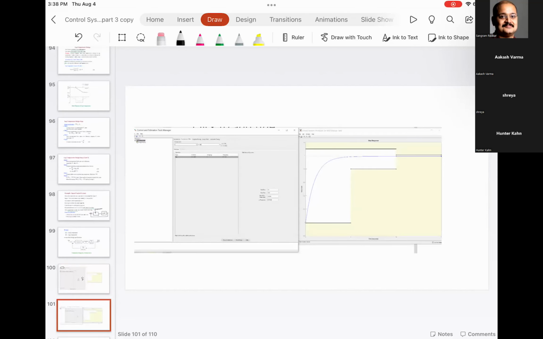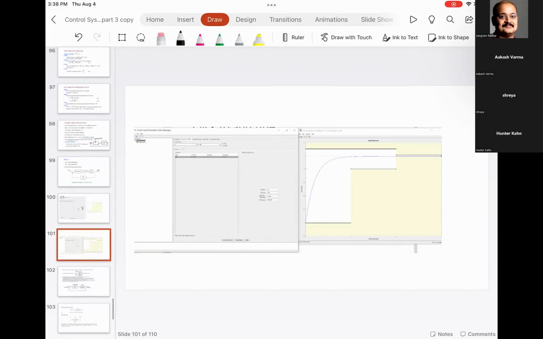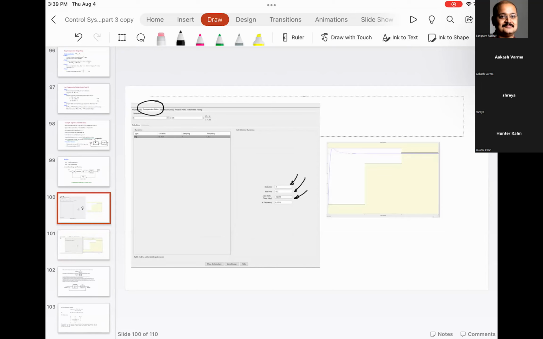What you can do is you can run through different analyses, whatever specifications you need, and that should help you tune the system. So what I want to do is go on to MATLAB and actually show you how this is done. So I'm gonna close my MATLAB windows real quick.